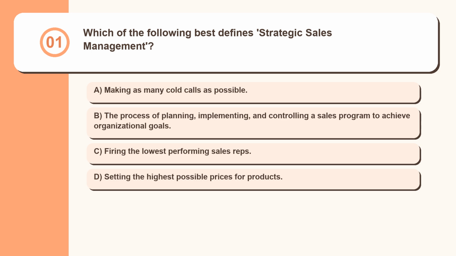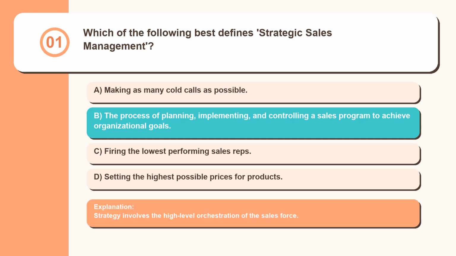Question 1. Which of the following best defines strategic sales management? Making as many cold calls as possible. The process of planning, implementing, and controlling a sales program to achieve organizational goals. Firing the lowest performing sales reps. Setting the highest possible prices for products. Strategy involves the high-level orchestration of the sales force.